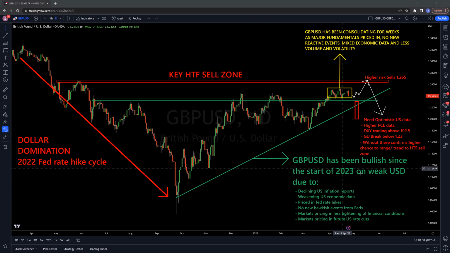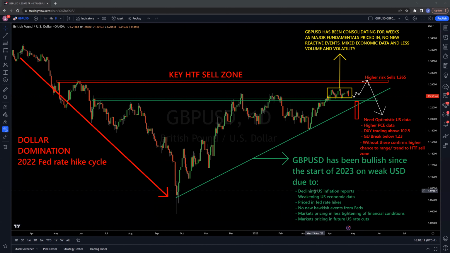The reason GBPUSD has been so bullish since the start of 2023 on a weak US dollar is due to declining inflation reports feeding into the Fed pivot prayer narrative, weakening US economic data, which leads to less demand in the US dollar as the world reserve currency, the majority of the aggressive Fed rate hikes being priced in during the 2022 period, no new hawkish events from Fed speakers or from the actual FOMC meetings, the markets pricing in less tightening of financial conditions, as well as the markets pricing in future US rate cuts based on these catalysts shared here.